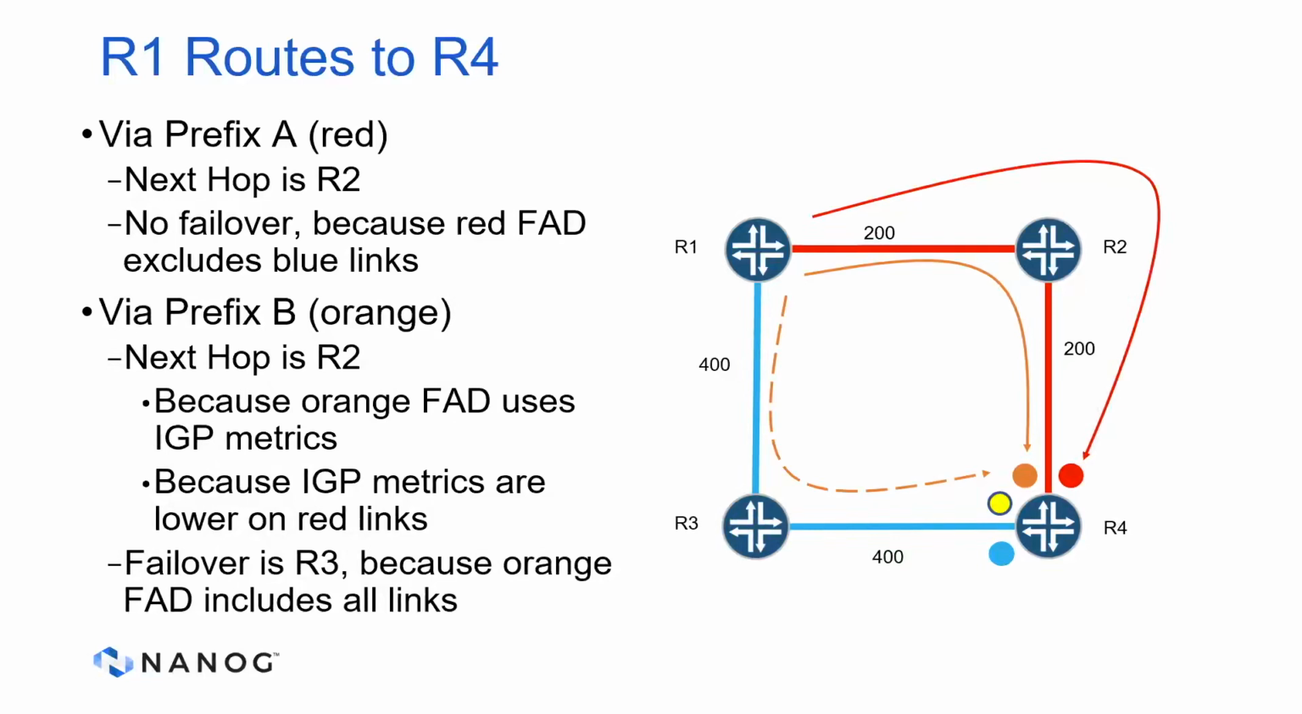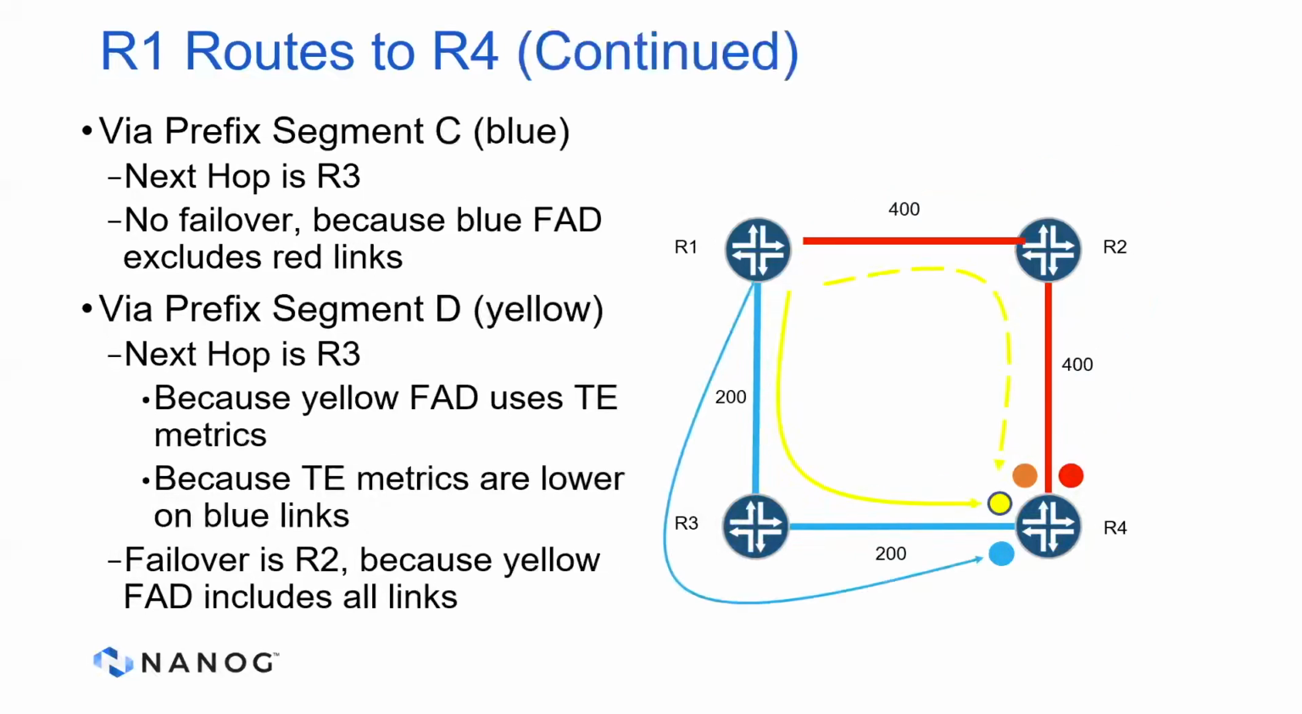Because IGP metrics are lower on red links, but there is a failover on R3 because blue links are also included. Similarly, we will see for segment C and segment D. For prefix segment C, which is in the blue flex algo, the next hop is R3 because the metric is lower on the blue link. And there is no failover because it excludes all the red links.